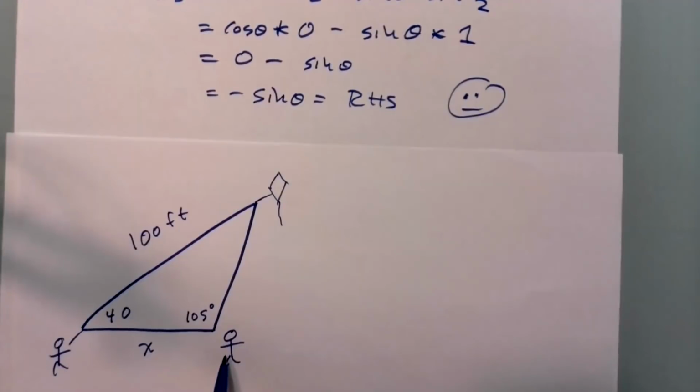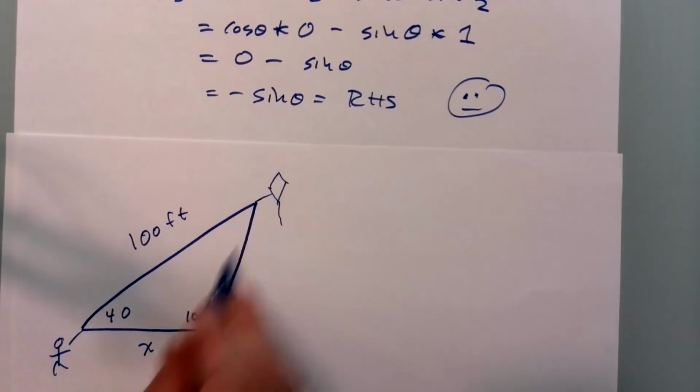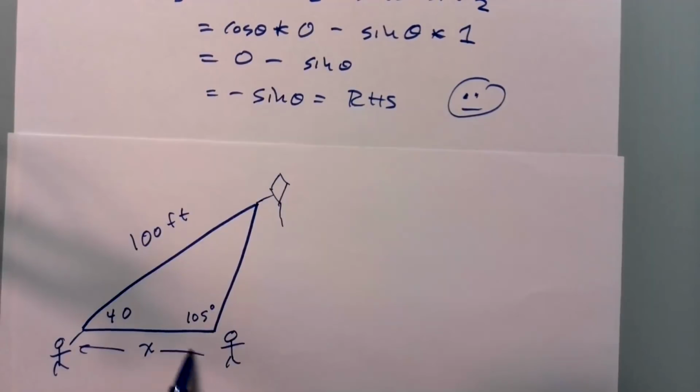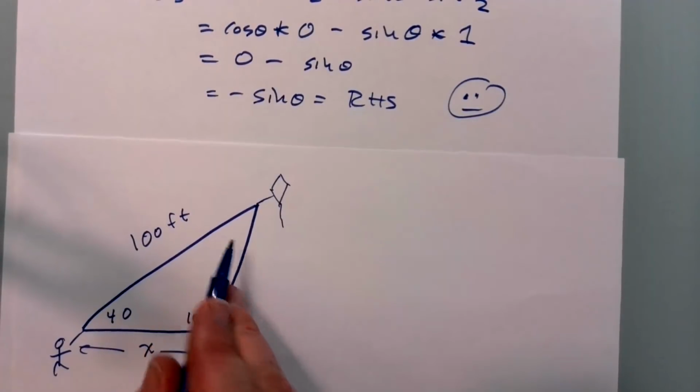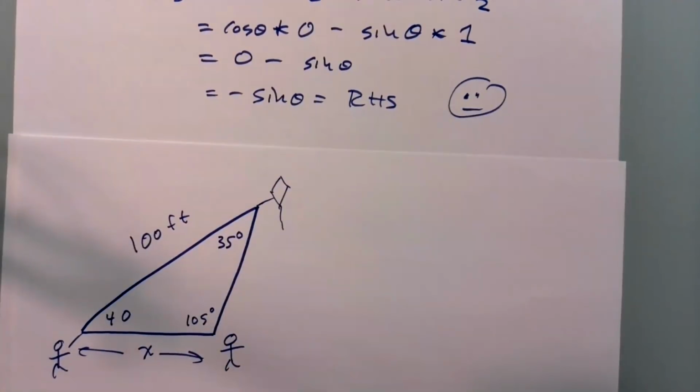We have an observer. The kite string is 100 feet. The angle from the observer to the kite is 105 degrees. We want to find the distance between the two people, so x is what we are looking for. I need the third angle, which I believe is going to be 35 degrees because the three angles have to add up to 180. And now all we've got to do is use law of sines.